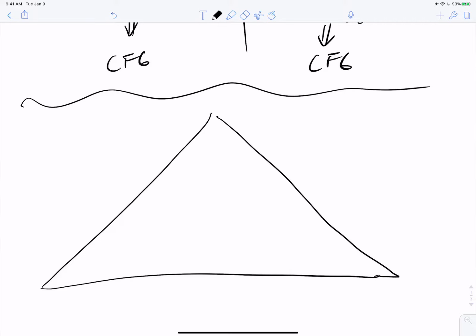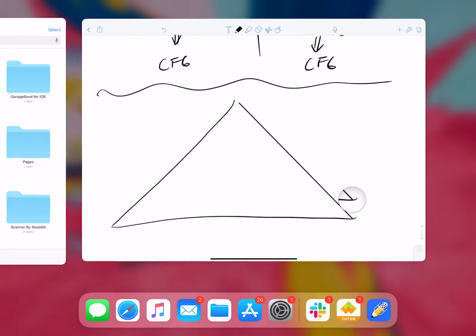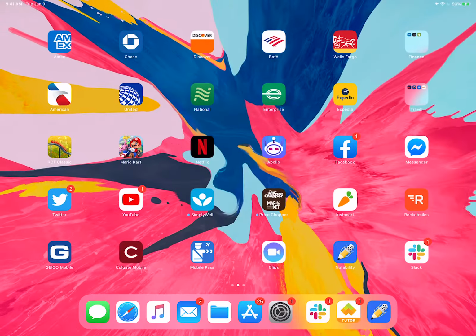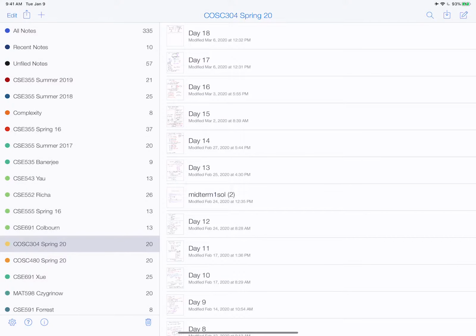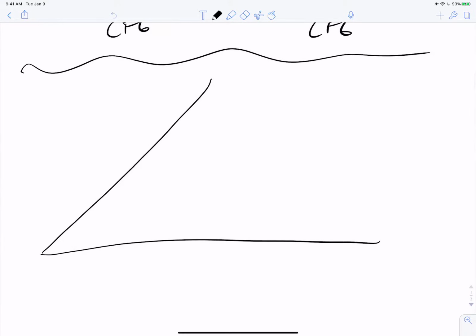So here's our parse tree again. Okay, what's going on? Okay, I'm gonna have to quit, come back in. I don't know what in the world just happened, but okay.